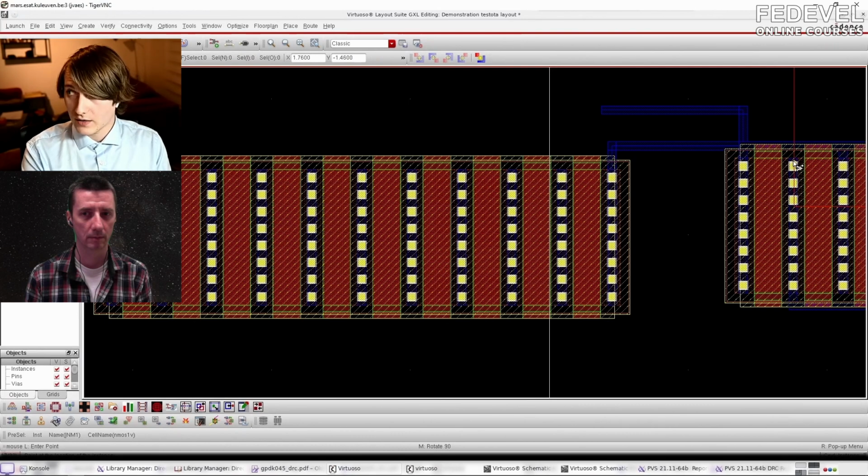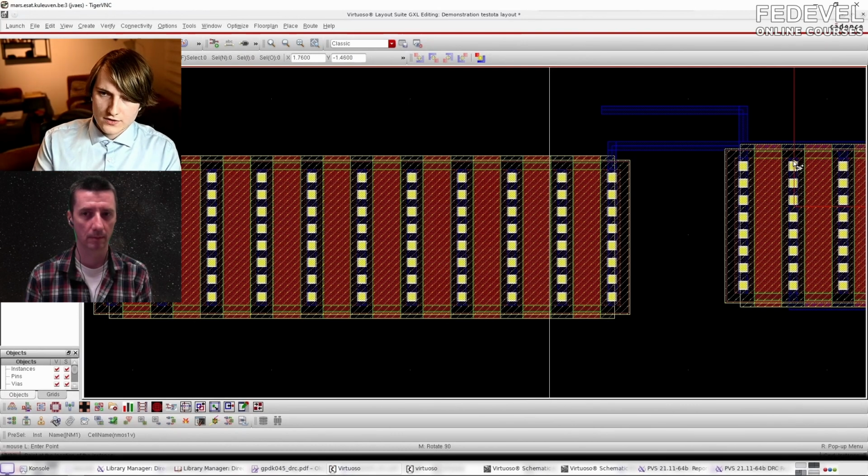You have XFAB, which focuses mostly on automotive and older technology. So they don't have a 7-nanometer FinFET, but they will have a high voltage technology, for example, for a battery controller in an electric car. Tower Jazz in Israel, I think. They also do a lot of silicon photonics.